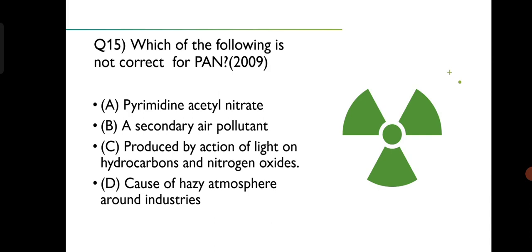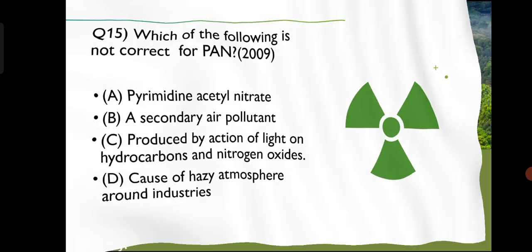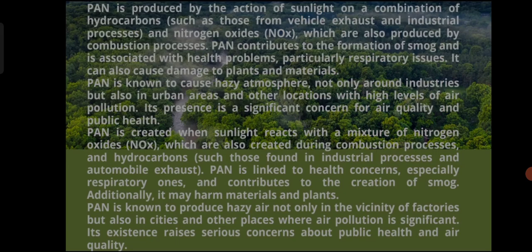So at first let us discuss about the PAN. So PAN, Peroxyacetyl nitrate is a secondary air pollutant produced by the reaction of sunlight with hydrocarbons and nitrogen oxides from vehicle exhaust, industrial processes, and combustion, contributing to smog formation, respiratory health issues, plant and material damage, and hazy atmosphere in polluted areas, posing significant air quality and public health concerns.